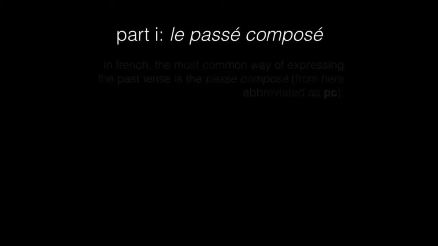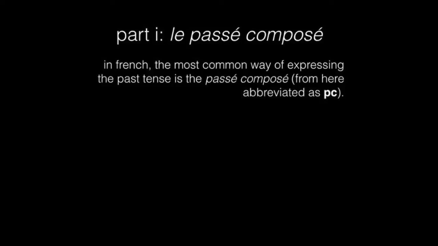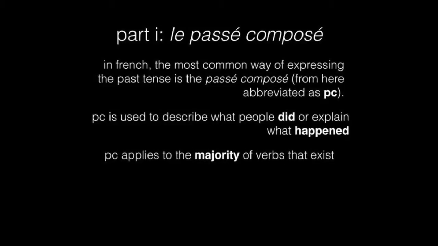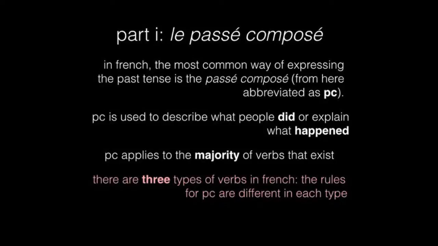Part 1. Le passé composé. In French, the most common way of expressing the past tense is the passé composé, from here abbreviated as just PC. PC is used to describe what people did or explain what happened. PC applies to the majority of verbs that exist, and there are three types of verbs in French: ER, IR, and RE. The rules for applying the passé composé are different for each type.